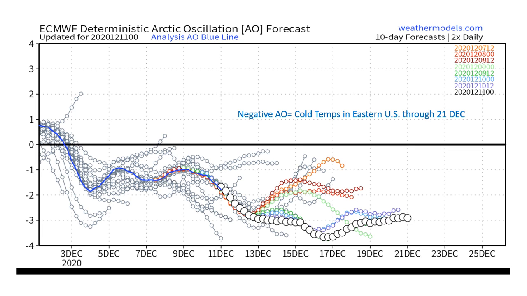So moving ahead to the forecasts as of today, the 11th of December 2020, and you look at this, the white circle lines indicate how the AO is forecast. It's currently negative, and it's forecast to continue to drop even further negative, bottoming out around the 16th to 17th of December, below -3 on the scale there on the left. But there is no indication with this European deterministic forecast of the AO getting up to that zero line, staying in negative territory through the 21st of December. So that would indicate colder temperatures in the eastern United States.